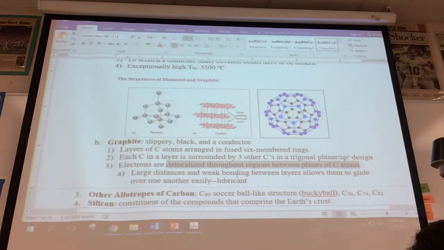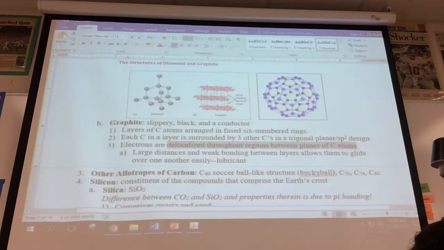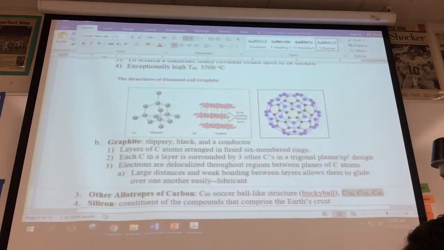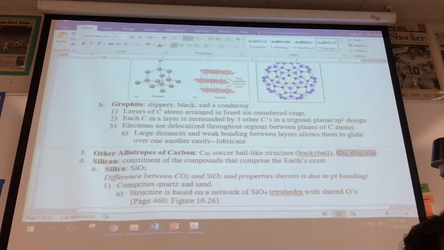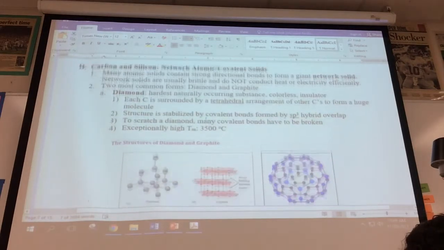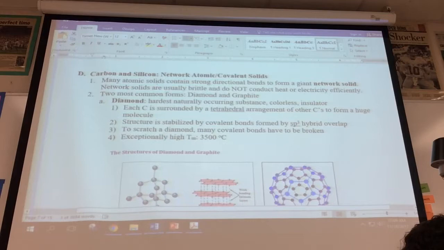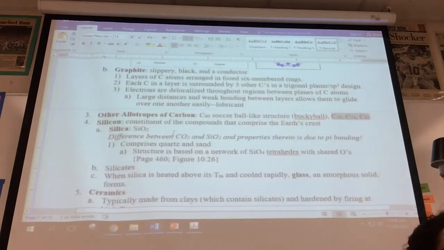Here's buckyball, where you have 60 carbons linked together in this soccer ball-like arrangement, and there are other types of carbon fullerenes. You can have C70, etc. So you've got diamond, graphite, and buckyball as examples of carbon containing network covalent solids.